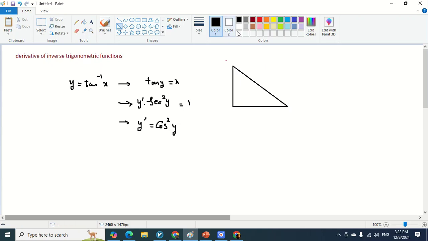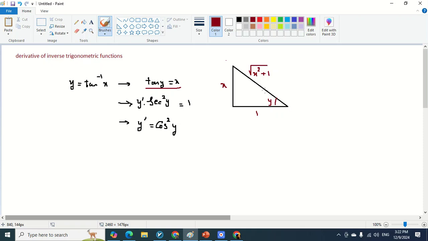So again I just sketch one right triangle, and let us name this angle y, and because the tangent of y is equal to x, the opposite side should be x and the adjacent should be 1. So by that, the hypotenuse will be the square root of x squared plus 1. The first one squared plus the second one squared will be the square of that one. So I need the root as well. So the root of x squared plus 1 will be the value.